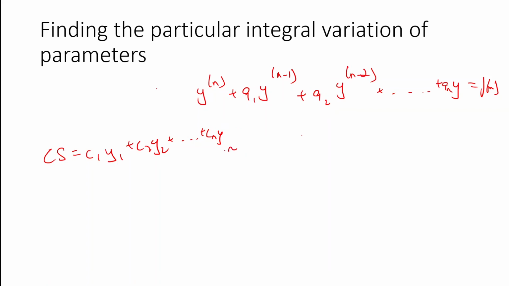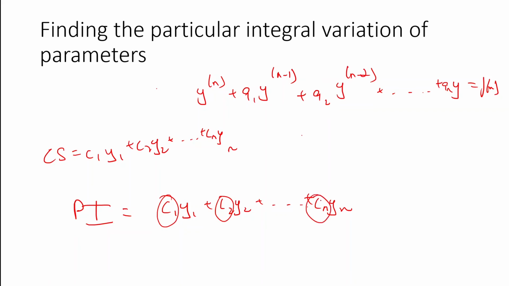So when we use variation of parameters, we write the particular integral as the same thing as CS, written in the same manner: c1 y1 plus c2 y2 plus cn yn. But this time c1, c2, cn are not constants, they are functions of x.